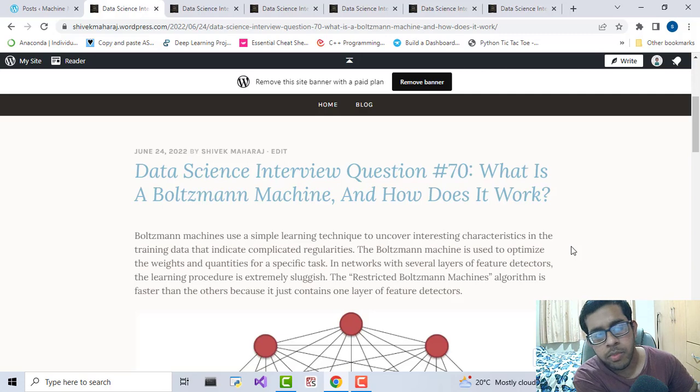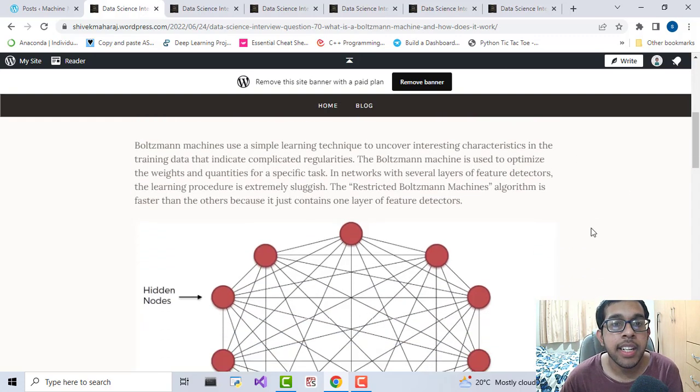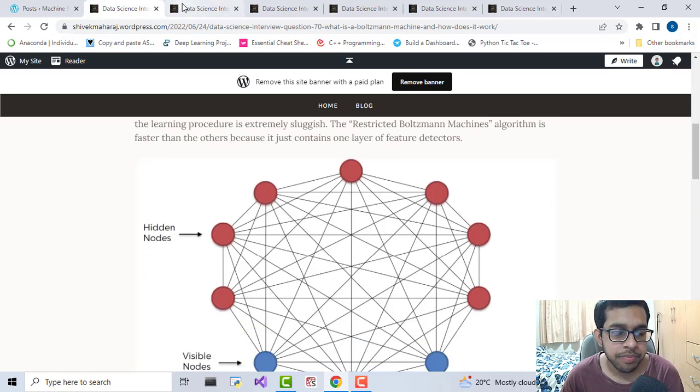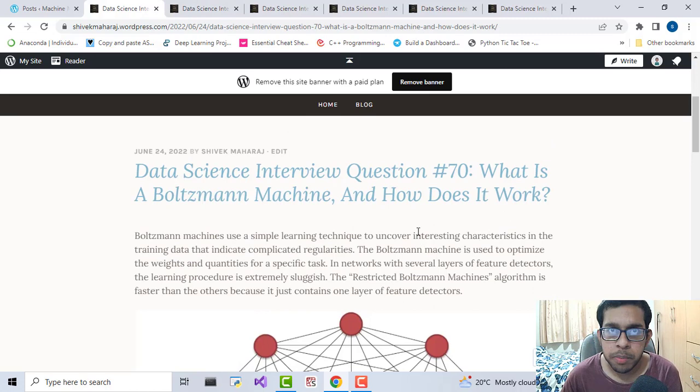Okay guys, so Boltzmann machines use a simple learning technique to uncover interesting characteristics in the training data that indicate complicated regularities. The Boltzmann machine is used to optimize the weights and quantities for a specific task. In networks with several layers of feature detectors, the learning procedure is extremely sluggish. The restricted Boltzmann machine's algorithm is faster than the others just because it contains one layer of feature detectors. Okay guys, so that's a simple explanation of Boltzmann machines.